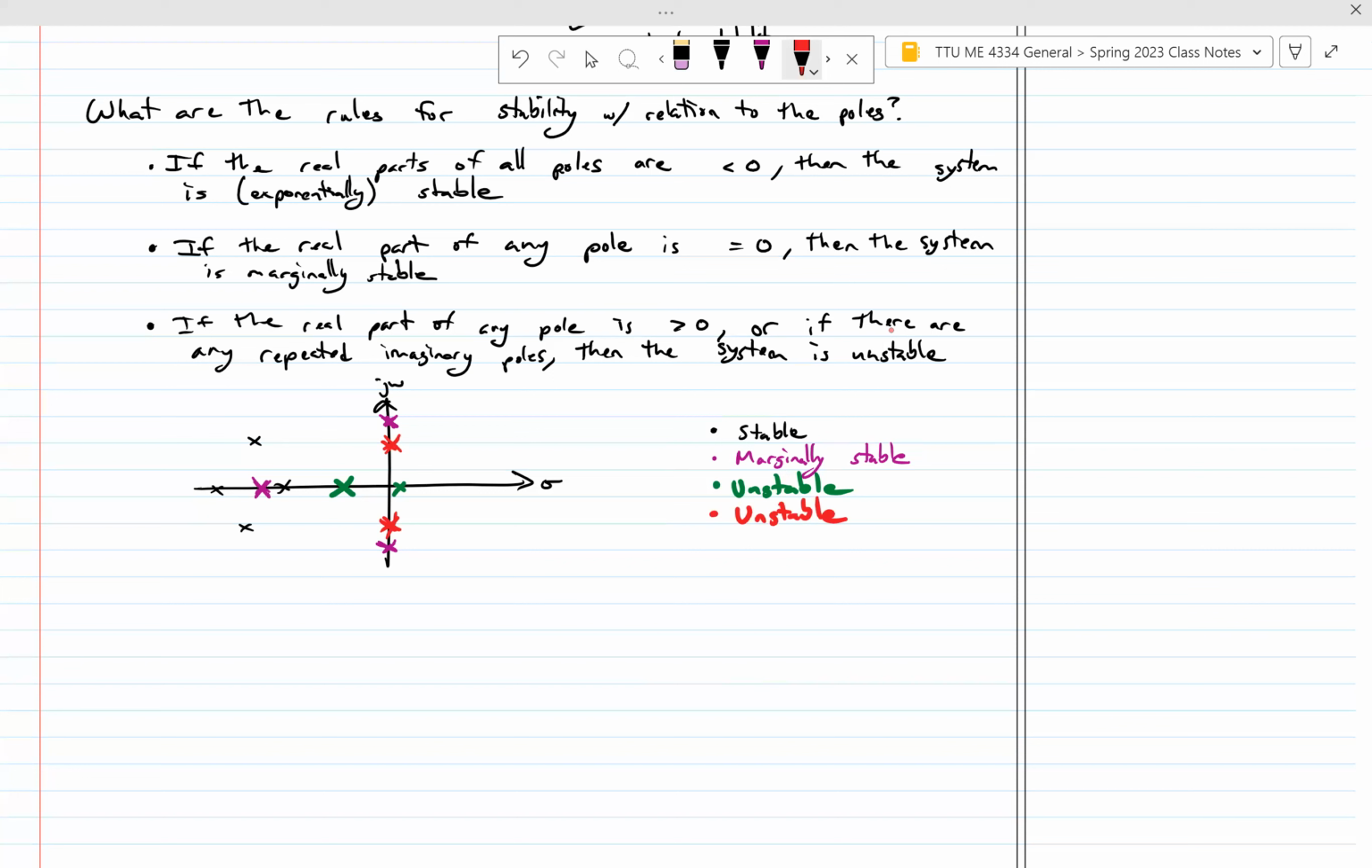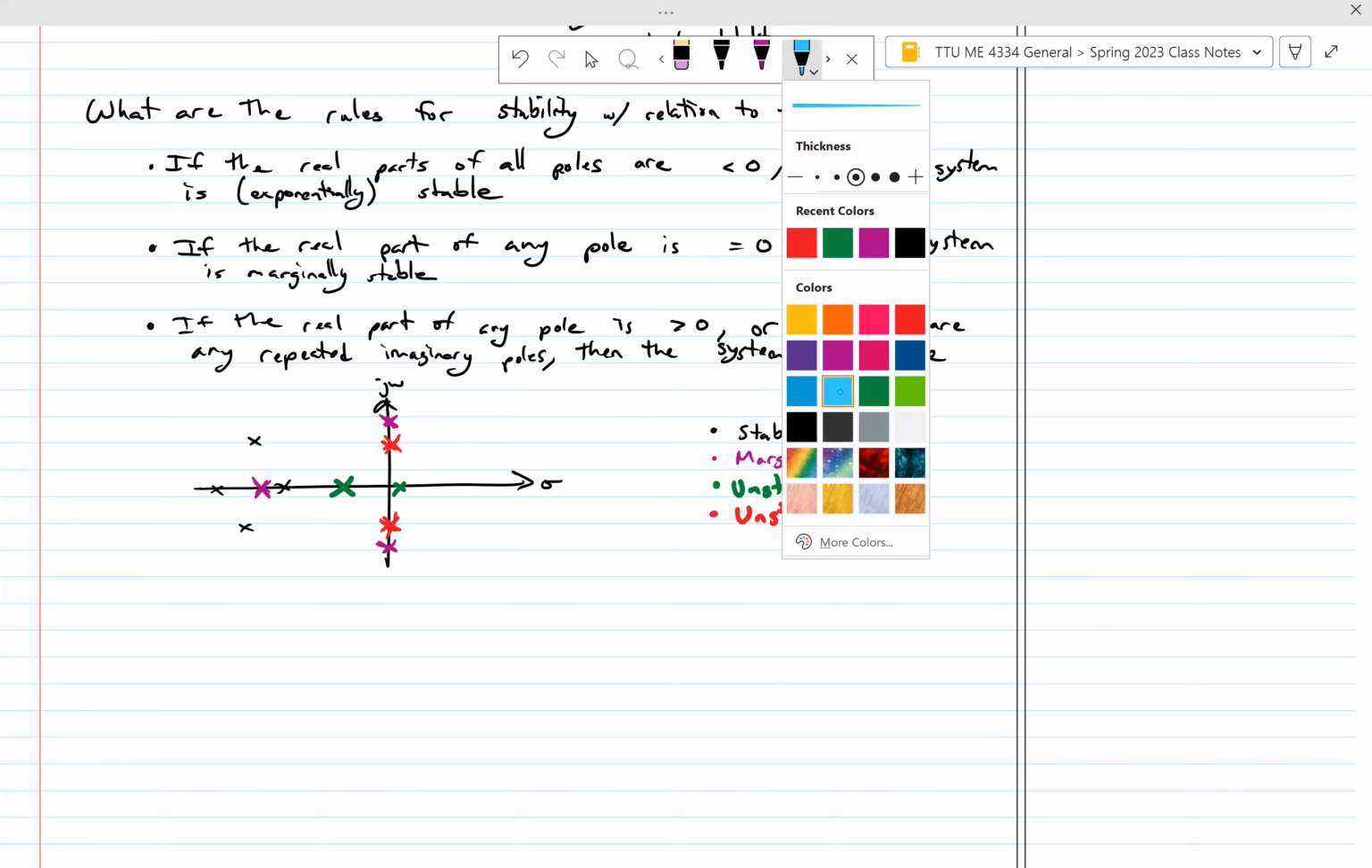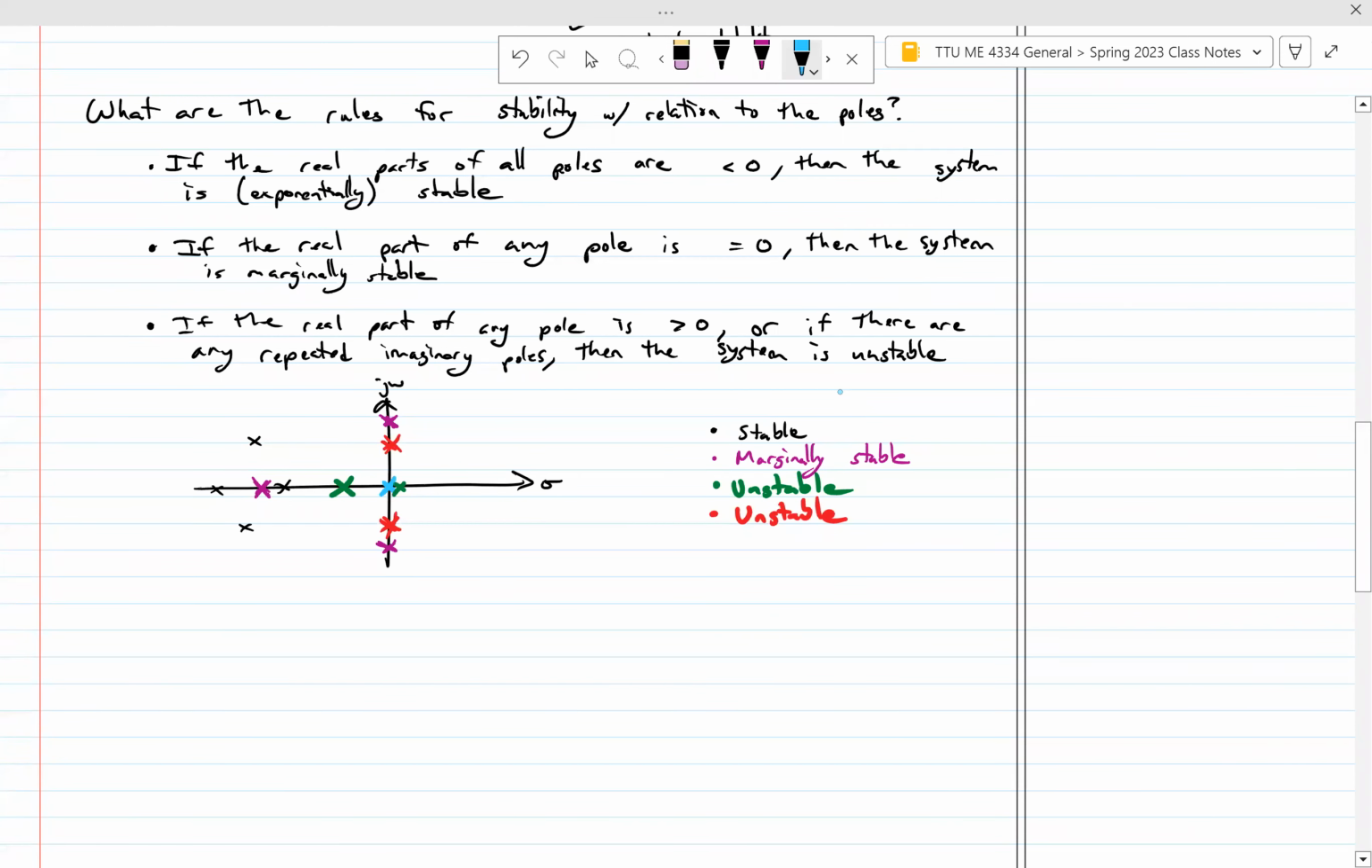Any questions on that? You guys speak louder. If it's at the origin, what's its real part? Zero, so it is marginally stable. We could do another case like that. Let's do cyan. We have one pole that's there and one pole that's out over here. This is marginally stable.